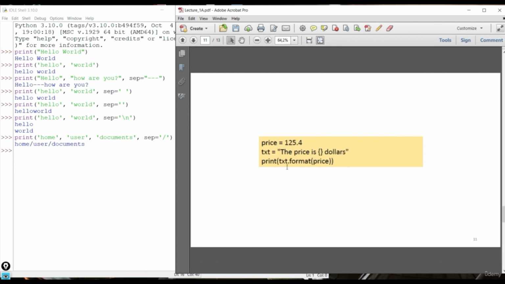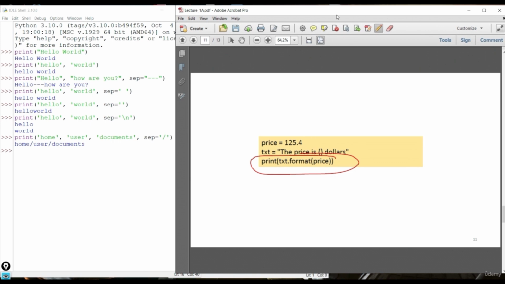Now I will consider the string format used in the print statement. Here we define a variable price, and this is the value of the variable, and this is a string indicated by txt. We have curly braces here. Okay, and we use the print statement txt.format(price). For the place of the curly brace here, this value is inserted, and this is achieved using this format.